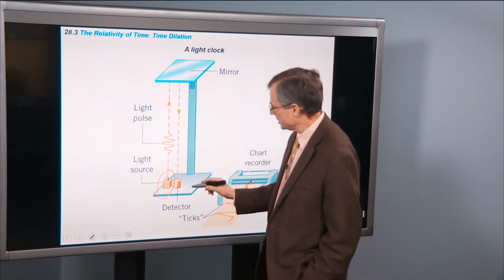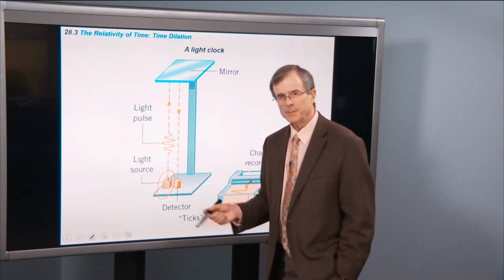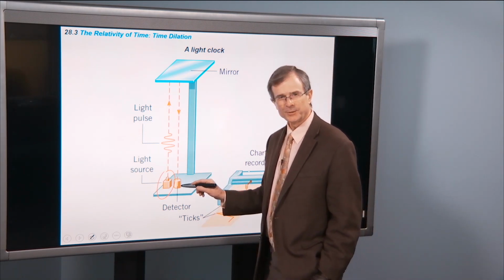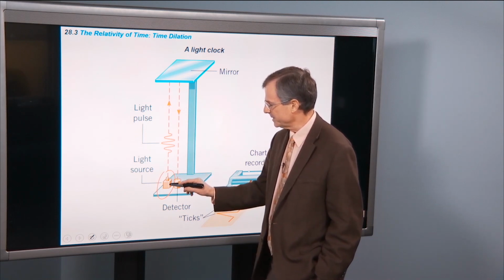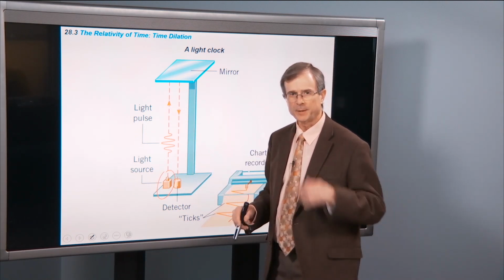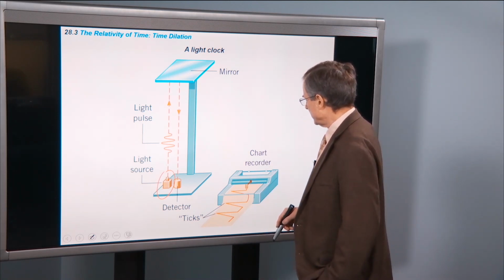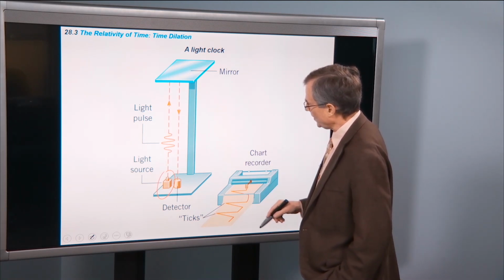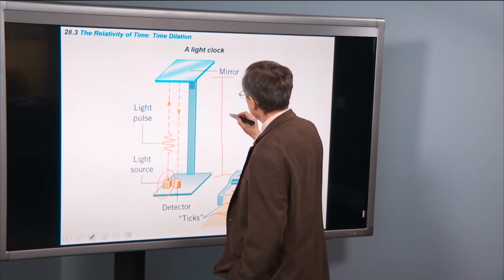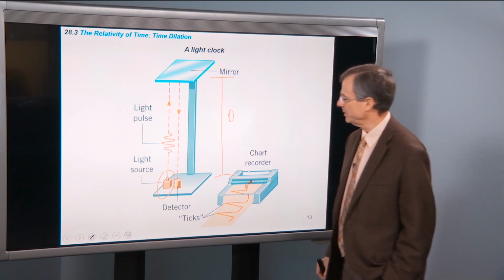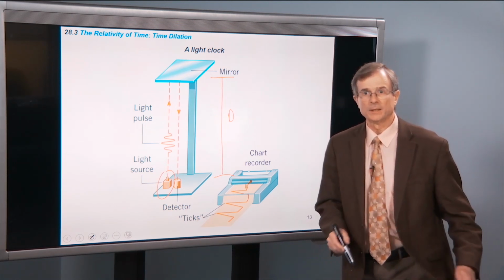And if you wanted to keep on ticking, then as soon as that detector receives the light pulse, it tells the light source to send another one, and that could be your ticking clock. The idea is that the light has to travel twice the distance between the detector and the mirror for each tick on the clock.